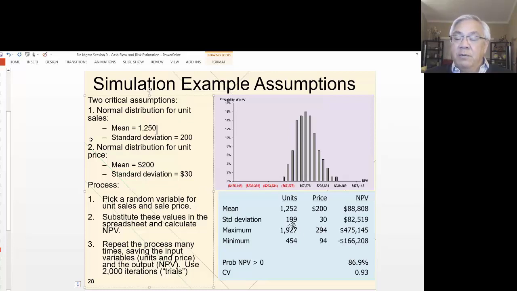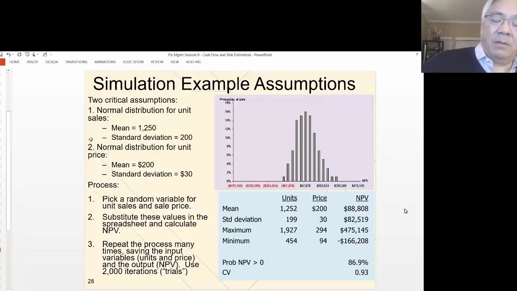The value of this distribution is we can also say, given the 2,000 observations, what percent of those are above zero, and we could say that it's 87% are above zero. So that gives us some comfort that there's not a lot of downside risk. And furthermore, we could say, what's the coefficient of variation now that we're having the interaction of these variables? It's 0.93. So it's actually not as bad as we had seen in that previous example.